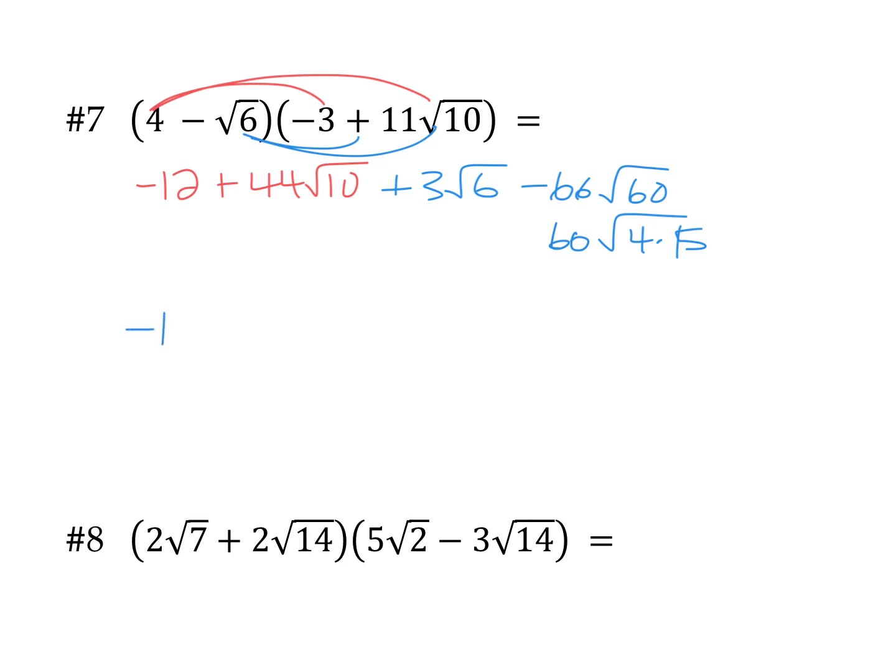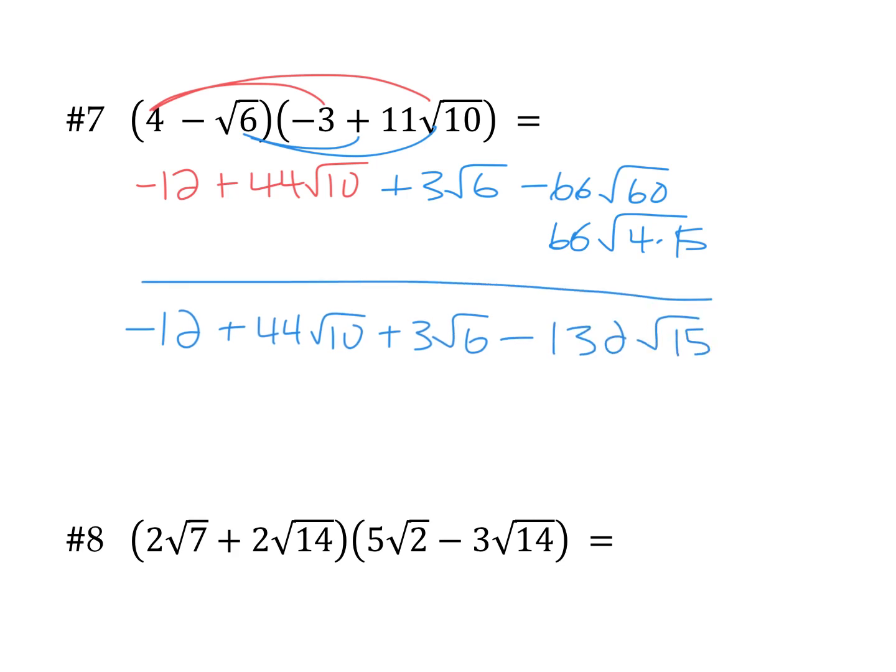So our final answer would be negative 12, nothing to do with that, plus 44 root 10, plus 3 root 6, and then minus, and then I have 66 times 2, so minus 132 root 15. And that would be my final answer. Those are all simplified as much as possible. None of them can be combined with addition or subtraction.